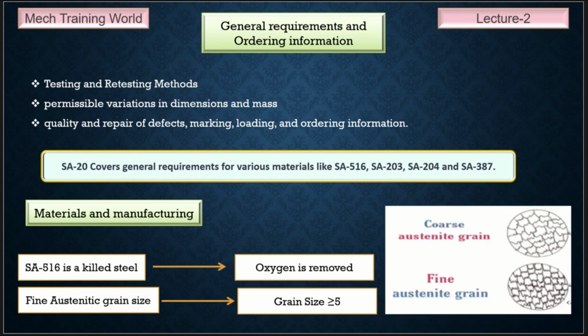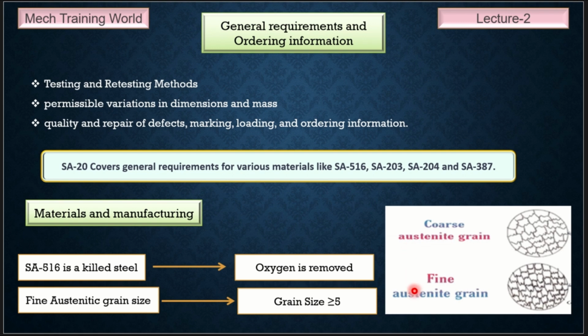If you have a coarse grain size in your material, it can perform better at high temperatures. For example, SA-515 consists of coarse grain size material, which performs better in high temperature services.